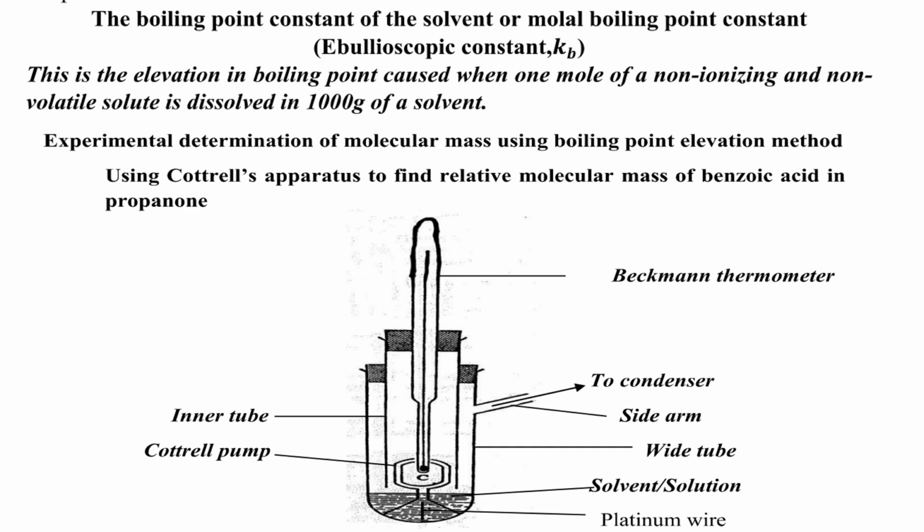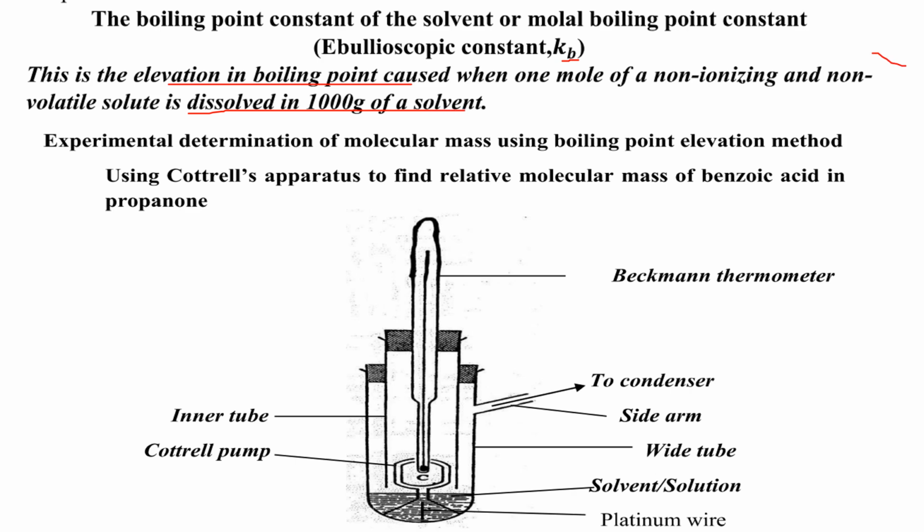Look at the Ebullioscopic constant. Now we are saying that the boiling point constant for the solvent, or the molar boiling point constant, is represented by K, which is capital, and a subscript B. The definition of the Ebullioscopic constant is the elevation in the boiling point caused when 1 mole of a non-ionizing or non-volatile solute is dissolved in 1,000 grams of a solvent.